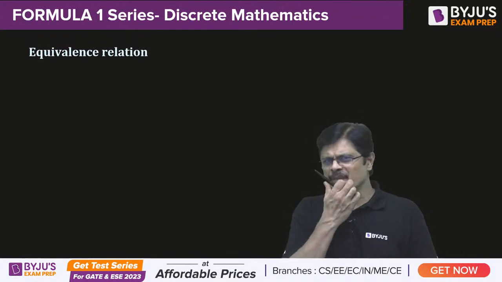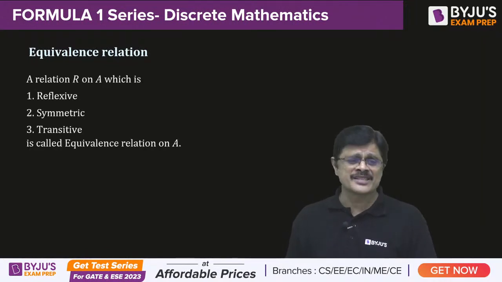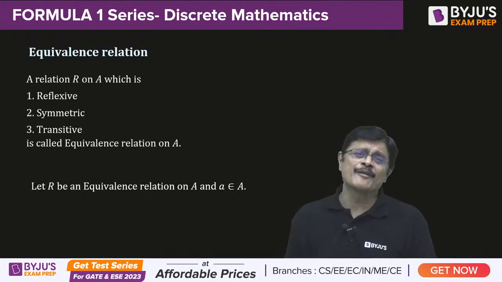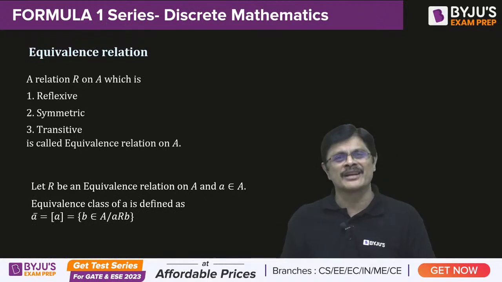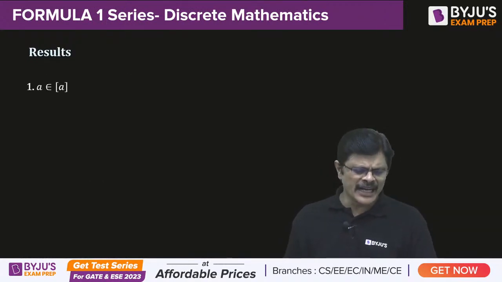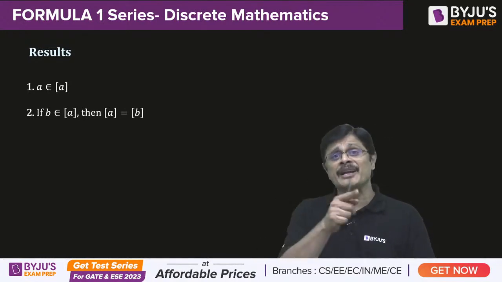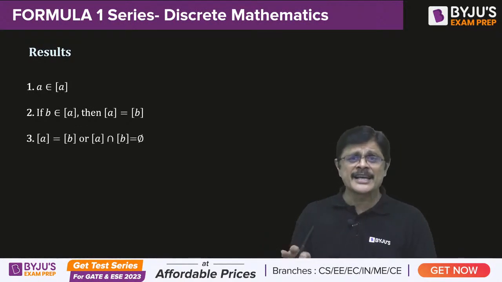Now, an equivalence relation means a relation which is reflexive, symmetric and transitive. Whenever R is an equivalence relation, you can find the equivalence class of an element. The equivalence class of an element is the set of elements which are related to that element. The elements which are related to A are called the equivalence class of A. Remember that every element belongs to its equivalence class, and if B is in the equivalence class of A, then A will be in the equivalence class of B. And two equivalence classes will be either completely the same or completely different.